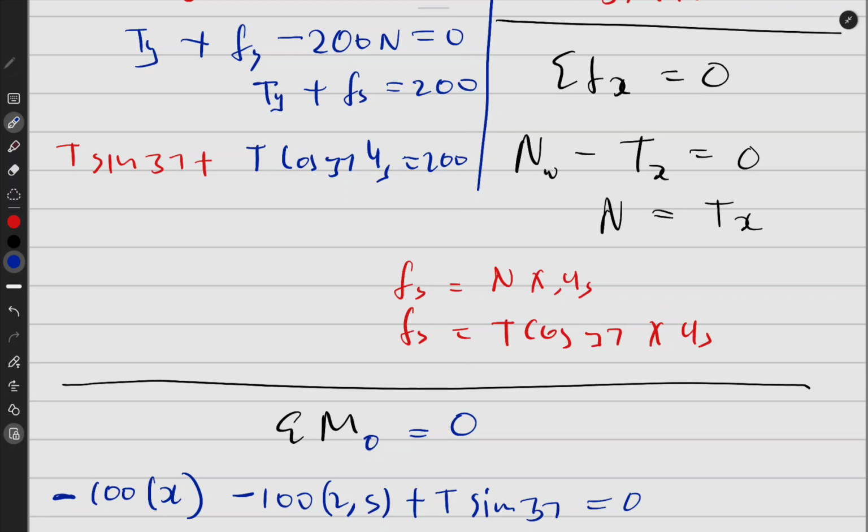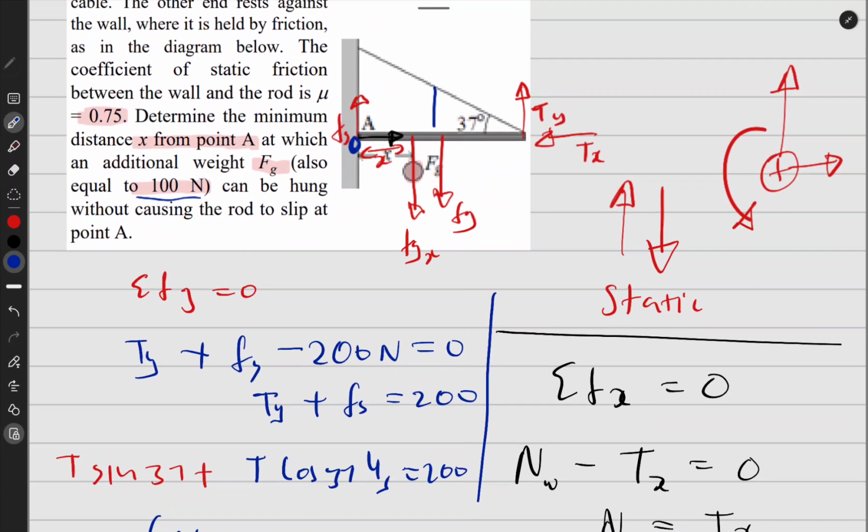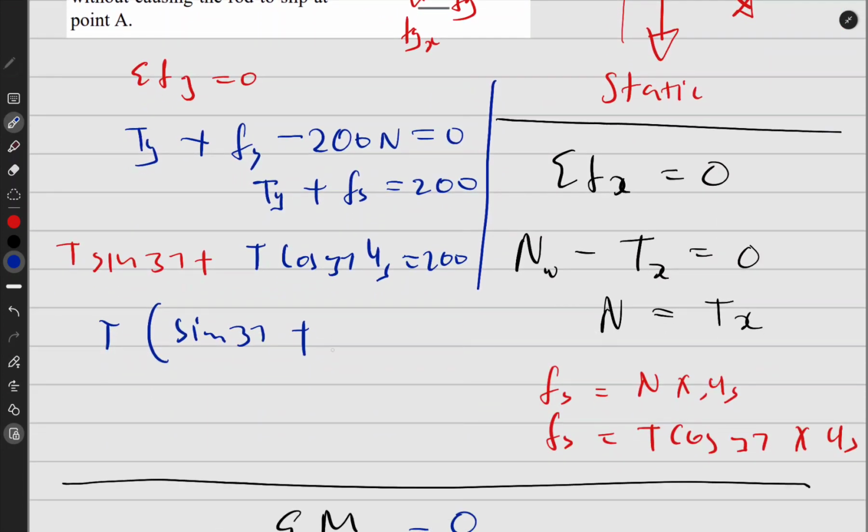Okay, we are close to what we want. If I look here, it looks like we have everything. We can just solve from here because we know this, it was given. We can find T now. I'll just factor T out. If I take out T here, I'll have sine 37, plus, if I take out T here, it will be mu static, which was given here as 0.75.